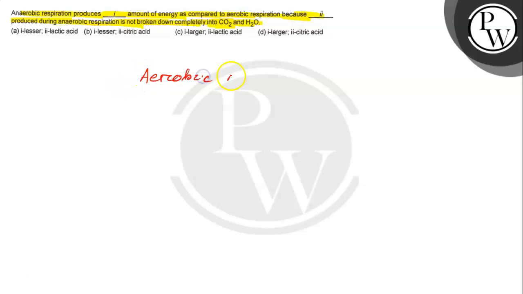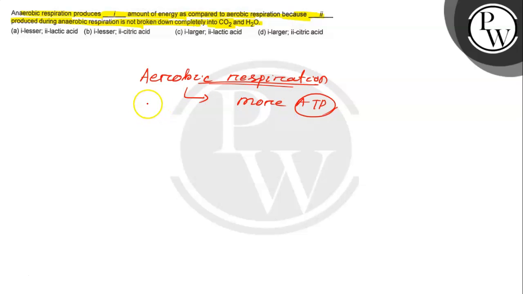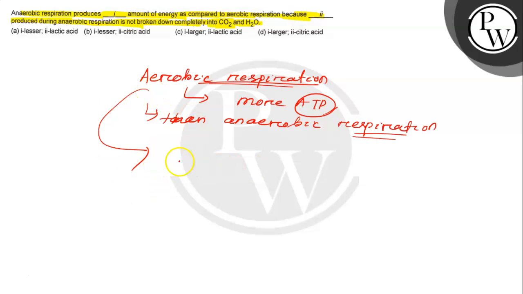Aerobic respiration produces more ATP than the anaerobic respiration. And this is due to the complete oxidation of the glucose to carbon dioxide and water. So in the aerobic respiration, there will be complete oxidation of glucose to carbon dioxide and water.